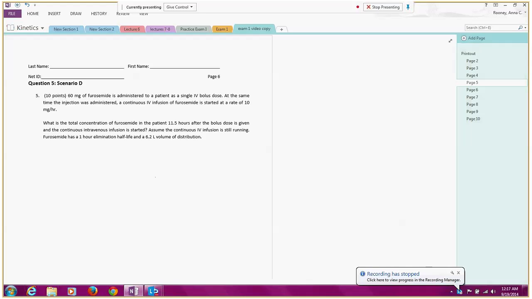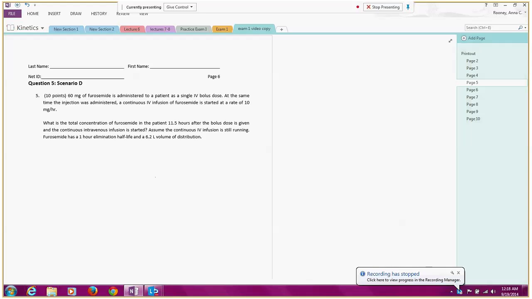You being a smart pharmacist, you look up and you find that furosemide has a 1-hour elimination half-life and a 6.2 liter volume of distribution in this patient. Maybe a previous pharmacist has already done that for you, so you don't have to, that is patient specific. That is in the chart. Let's just call this Roseanne. Roseanne, that's her specific volume of distribution.